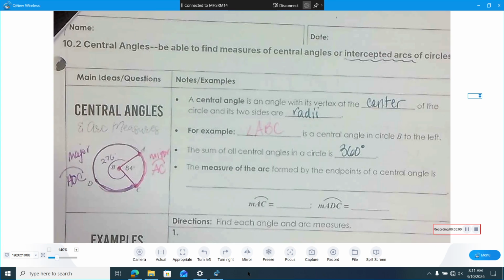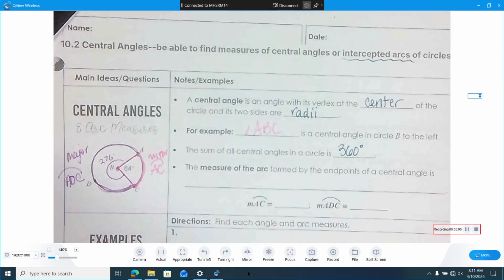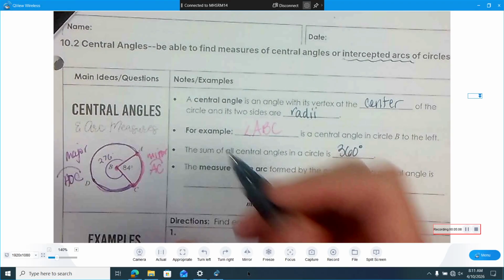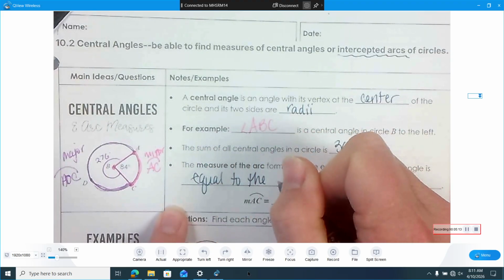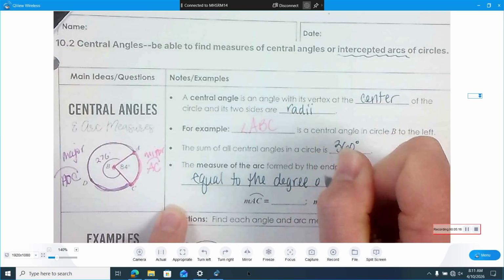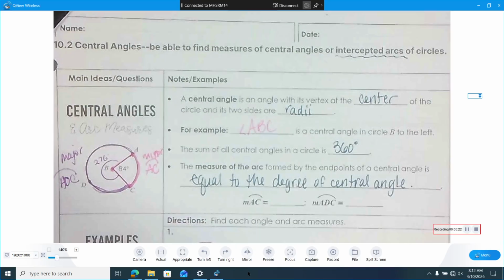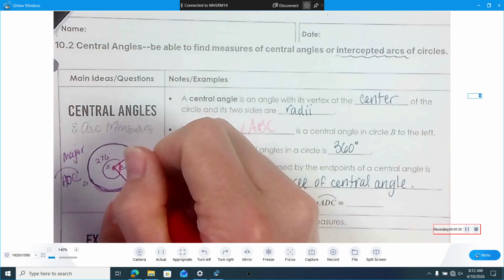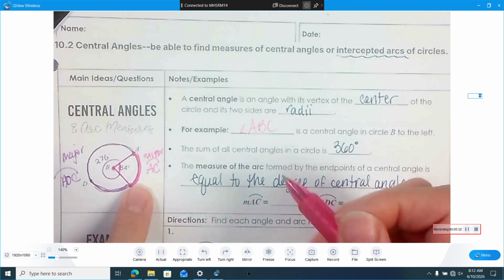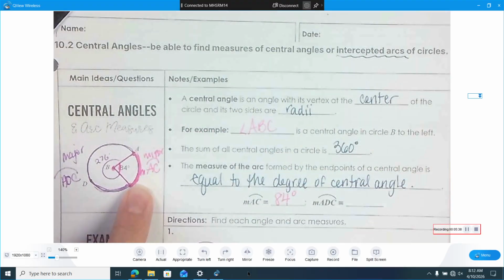Now it turns out that the measure of the arc formed by that central angle is equal to the degree of the central angle. Now that's the really important part. So because this central angle is 84 degrees, we can also say that the measure of arc AC is also 84 degrees.